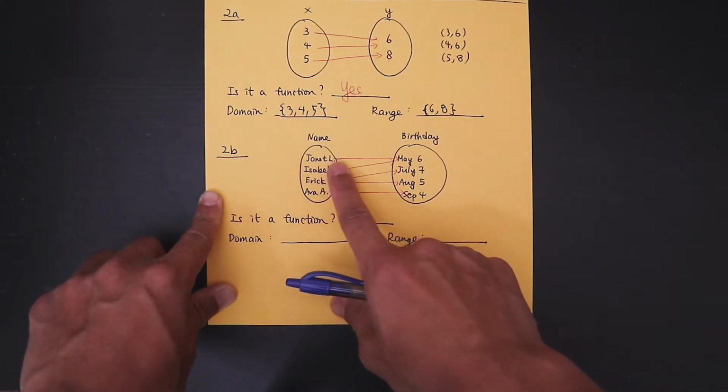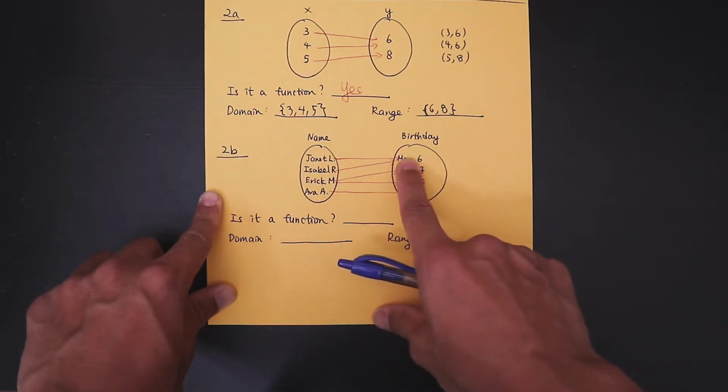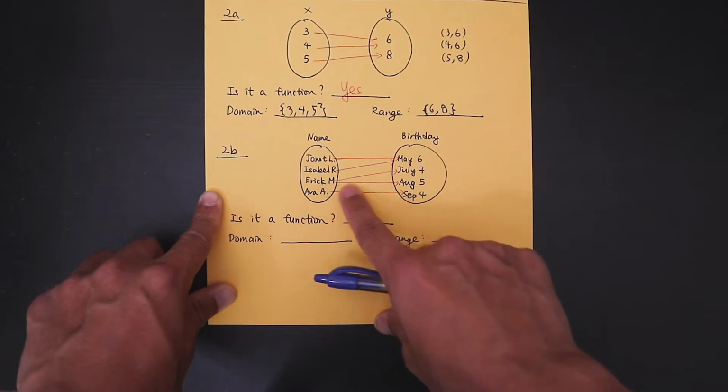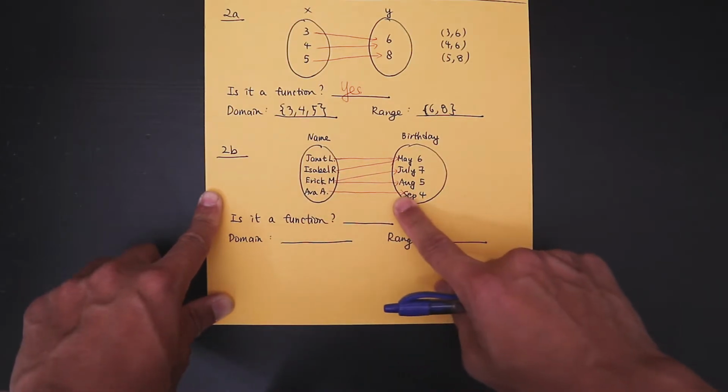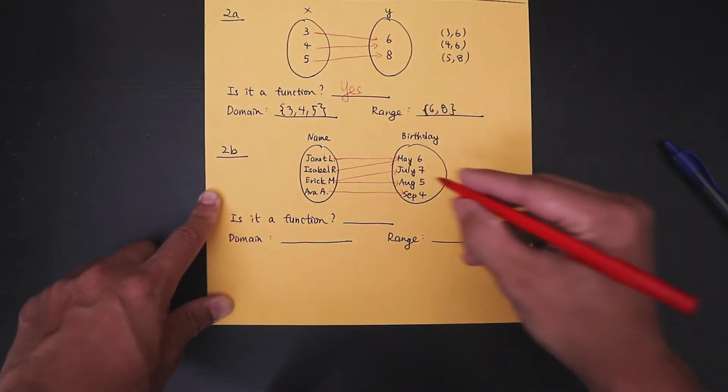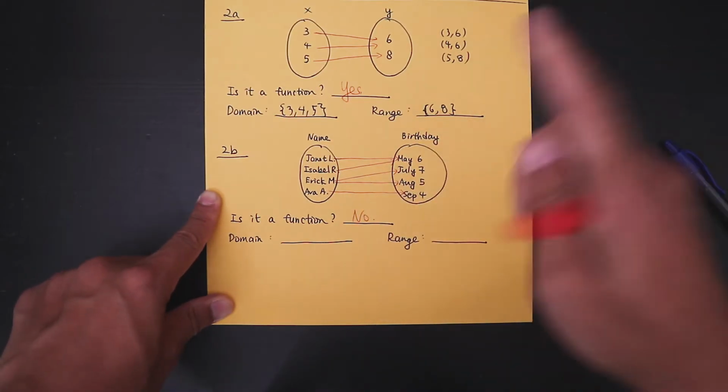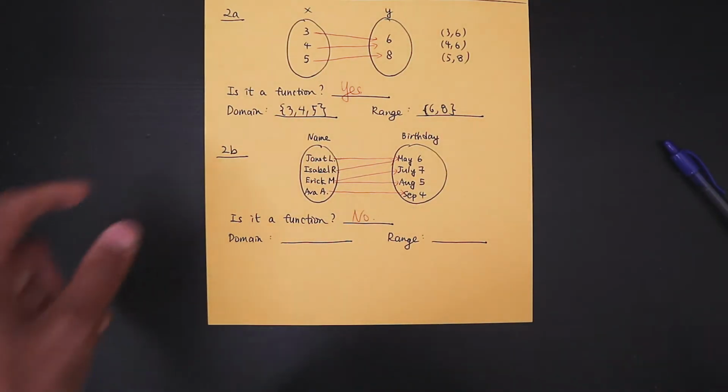So I see that Janet has 1 birthday, Isabel has 1 birthday, but somehow Eric has 2 birthdays, so it doesn't make sense, and Ava has 1 birthday. So is it a function in this case? No. What's wrong? Because this guy has 2 birthdays, so it does not make sense.